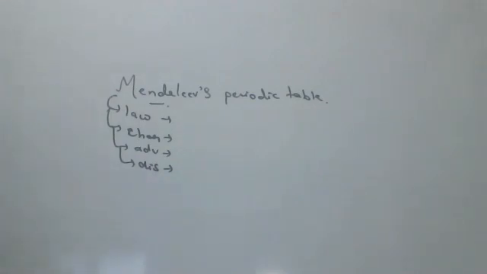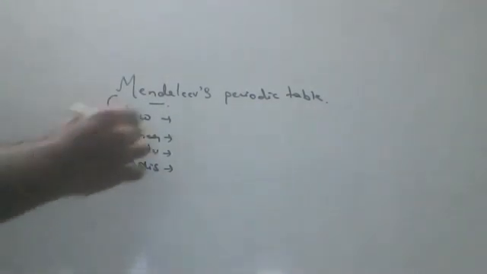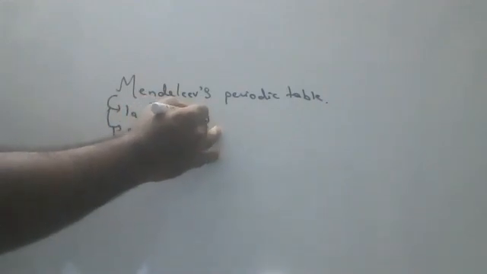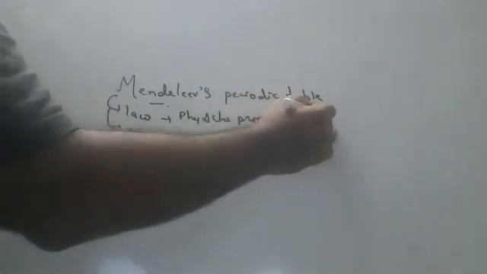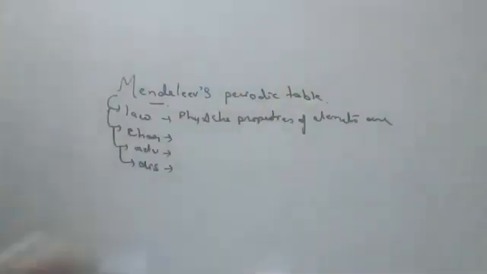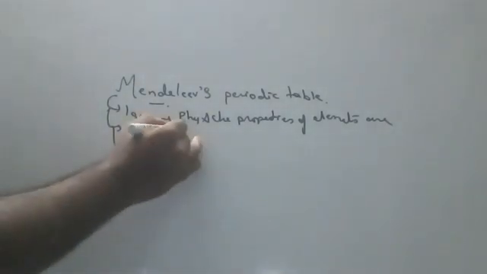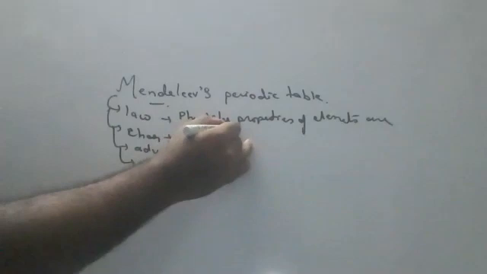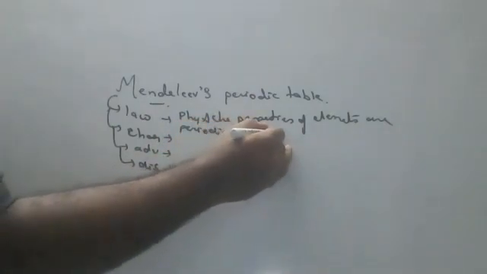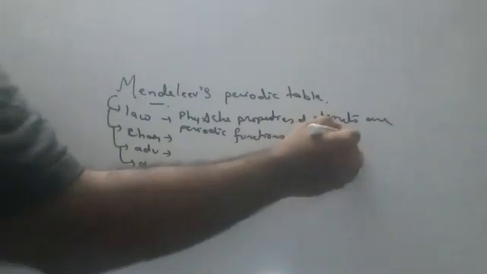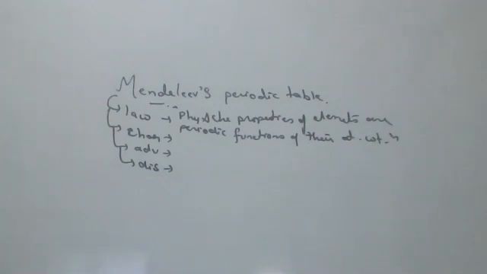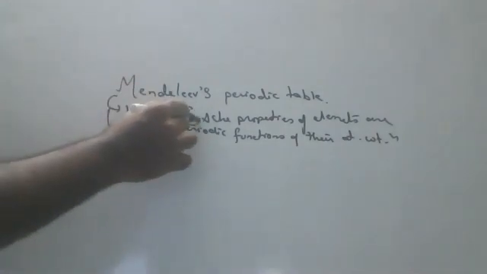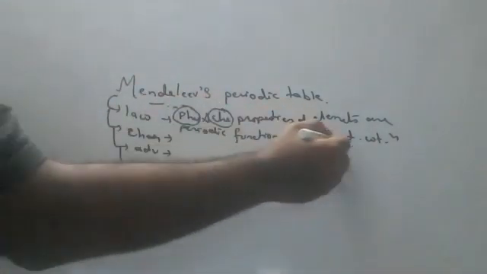First, Mendeleev's periodic law. What is Mendeleev's periodic law? He said that physical and chemical properties of elements are periodic functions of their atomic weight. Physical and chemical properties of the elements are periodic functions of their atomic weight. Means what? He said all the physical properties of elements, all the chemical properties of the elements, depend upon atomic weight.